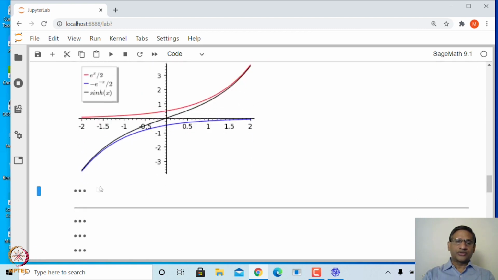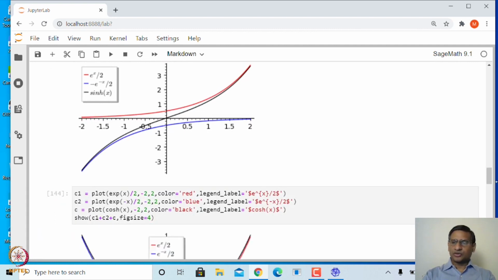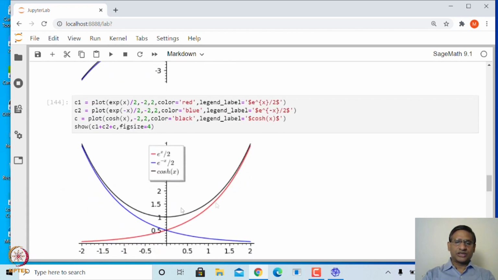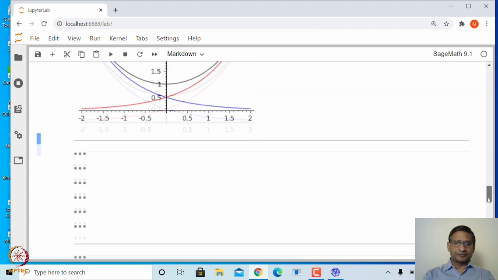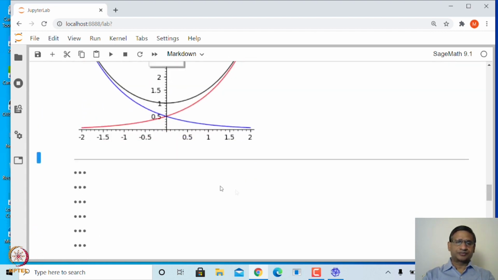Similarly, you can do the same thing for cos x. So, let me plot this cos hyperbolic x. How do we do that? Plot the graph of e to the power x by 2, which is red in color, and the graph of e to the power minus x by 2, which is blue in color, and when you add these two, you get the graph of cos hyperbolic x, which is black in color in this case. So, that is how you can visualize cos hyperbolic and sine hyperbolic, right. You can try with other trigonometric hyperbolic functions.